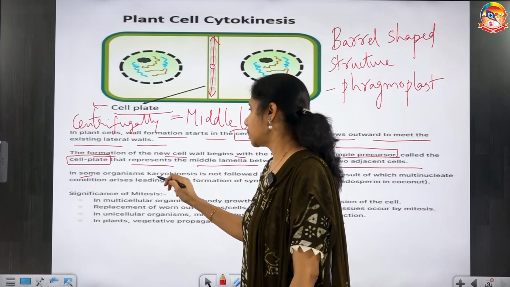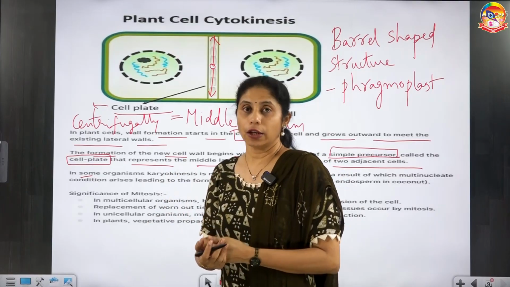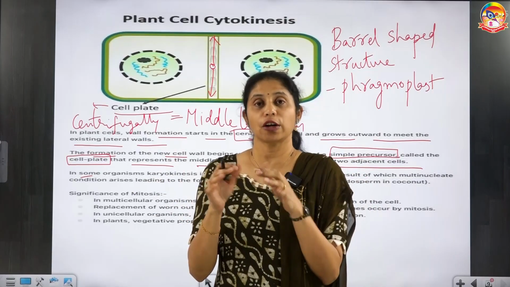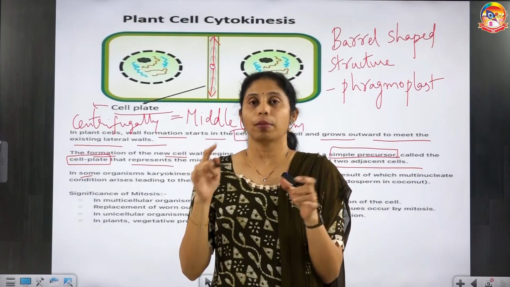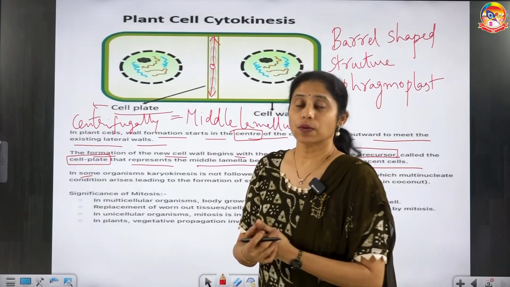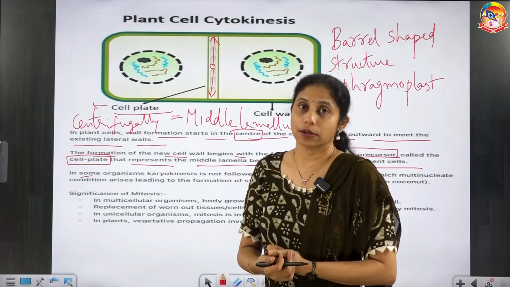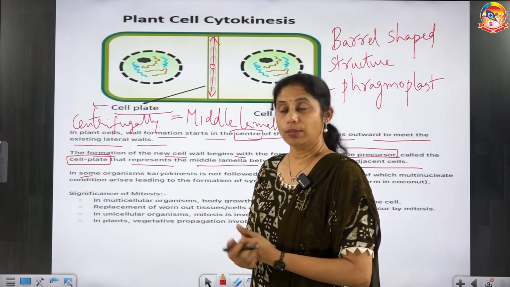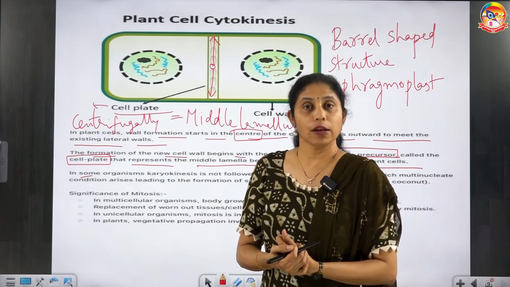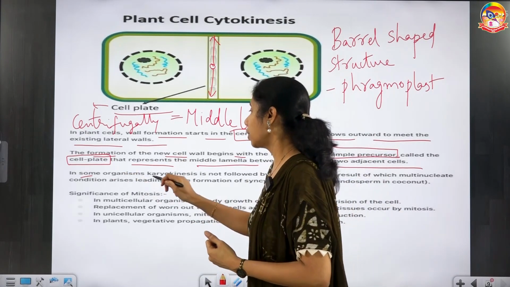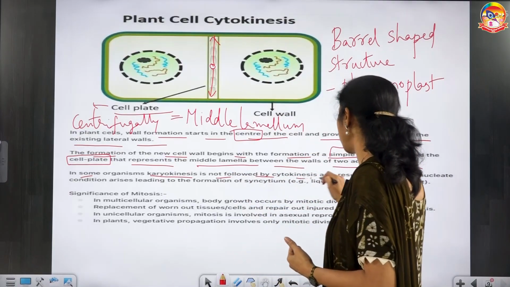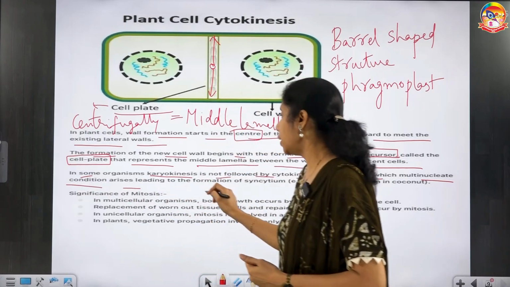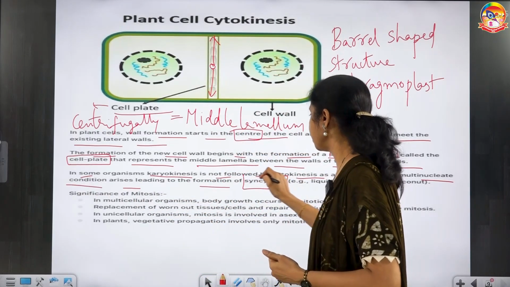In some organisms, karyokinesis may not be followed by cytokinesis. Imagine two daughter nuclei are formed, but the cytoplasm is not dividing. Then two daughter nuclei are present in one cell only. In that case, the chromosome number gets doubled. So it results in a binucleate condition, and if it continues further, it results in the multinucleate condition, leading to the formation of syncytium.